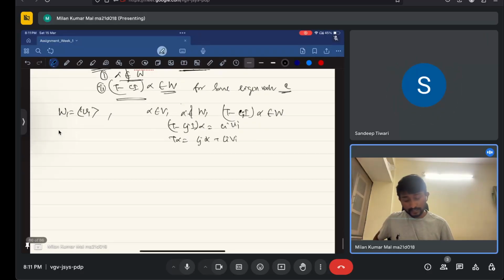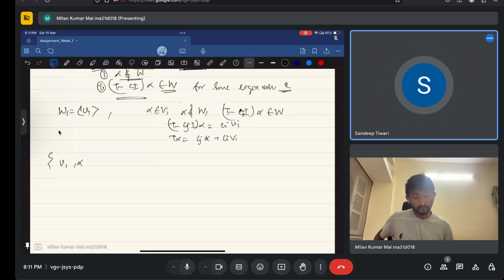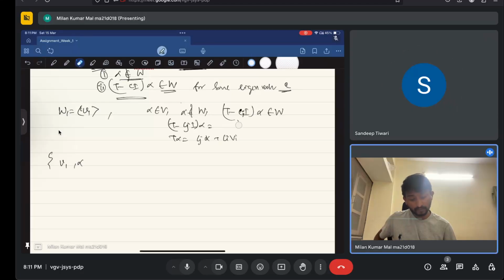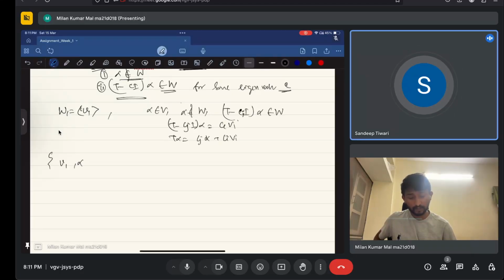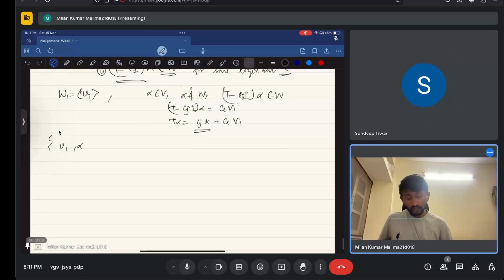So now let's construct the ordered basis. How? C1 V1 should be there. That's exactly C1 V1, because W1 is like that. But this j can be any j. j equal to 1 can also happen, right? That means j can take the value 1. So now V1, I'm just trying to construct an ordered basis.